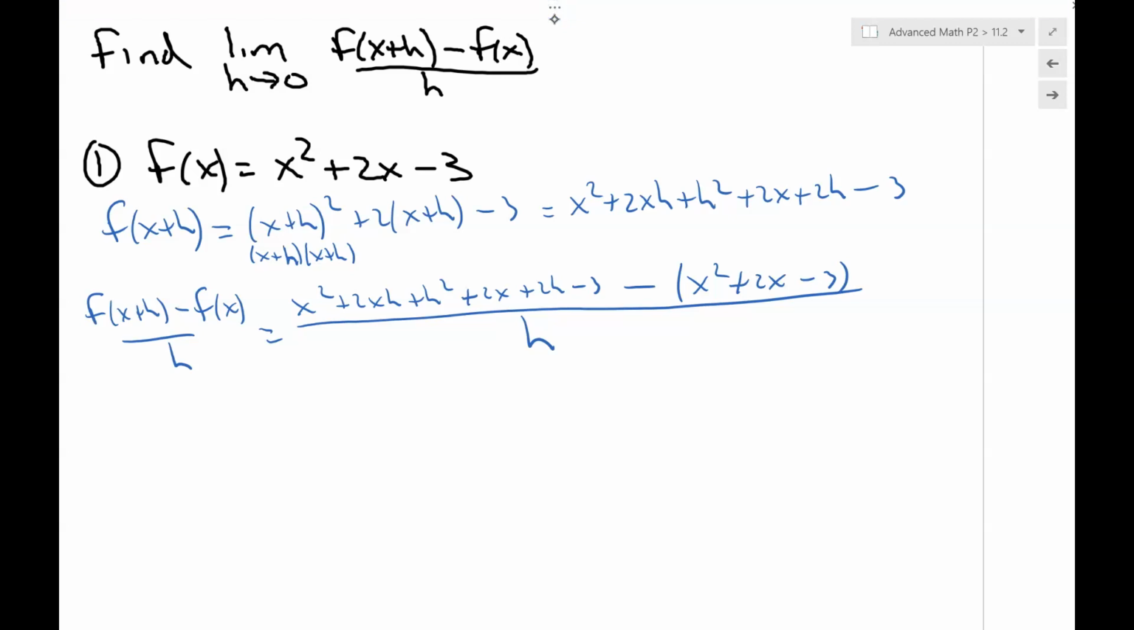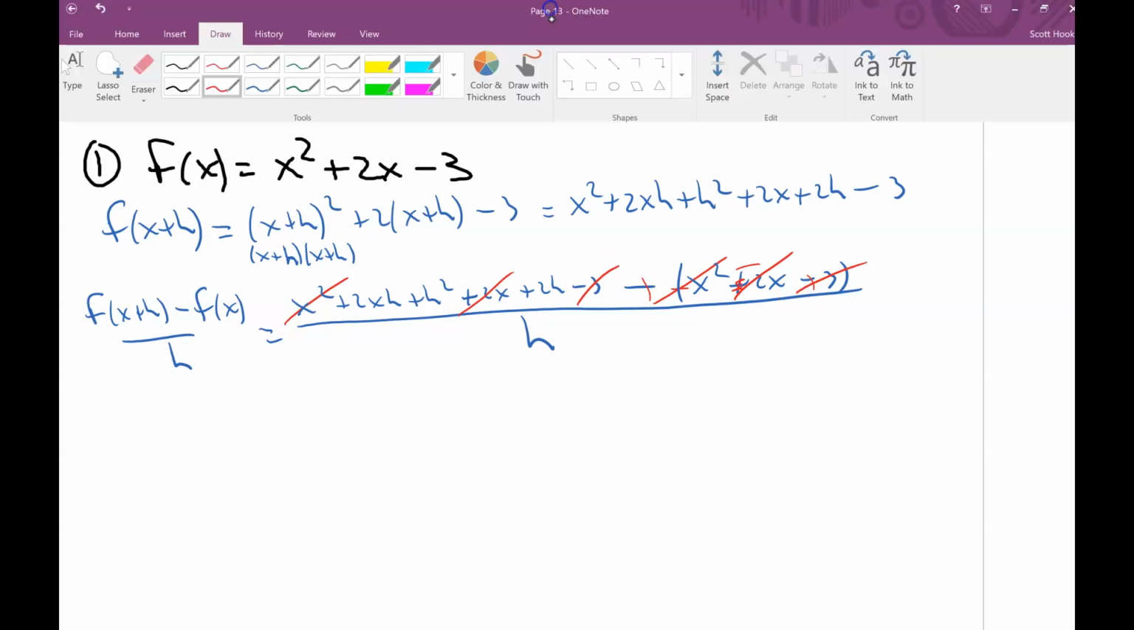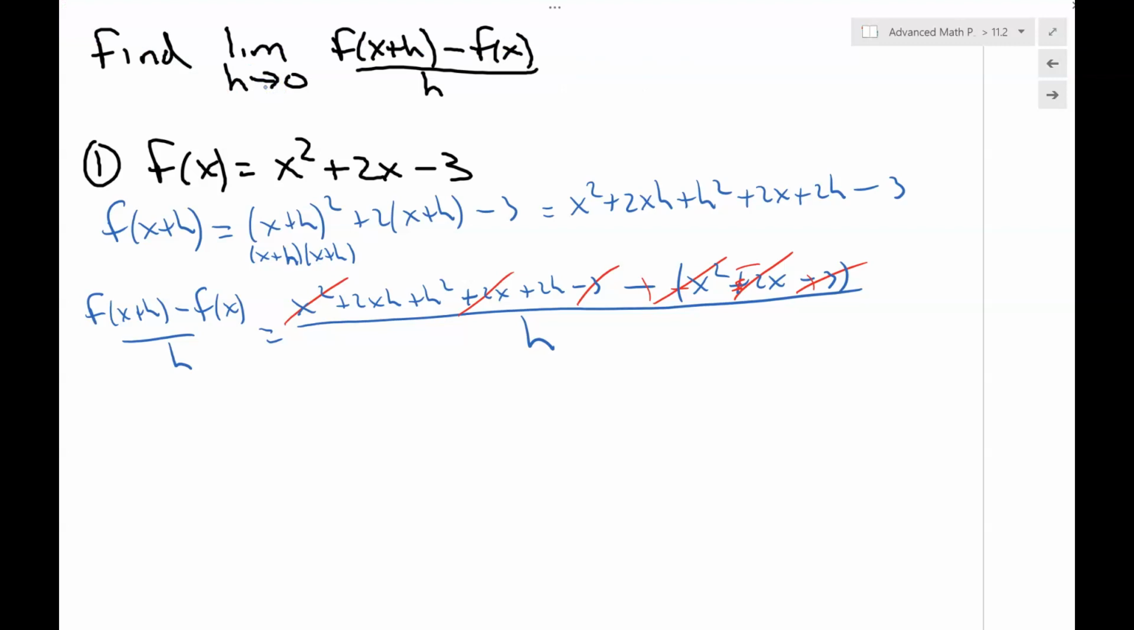Sometimes, especially with these longer ones, I do some things to help me out here. So I'm going to distribute the negative. So of course, this becomes a minus, this becomes a minus, and this becomes a positive. So the x squareds cancel, 2x cancels and the 3 cancels. Okay, it just saves you some time in writing. All right, so what do we end up with? We end up with 2xh plus h squared plus 2h all over h.